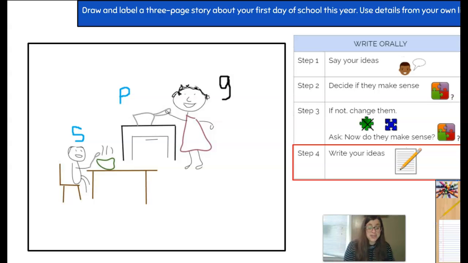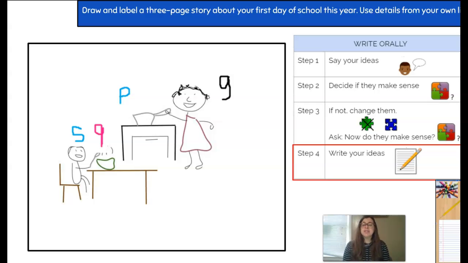Now it's time for me to write the letter P. I'm going to write the letter P right next to the S. Your teacher is going to pause the video and now it's your turn. You're going to add an ending sound to maybe your own work or something that your teacher wants to show an example of.